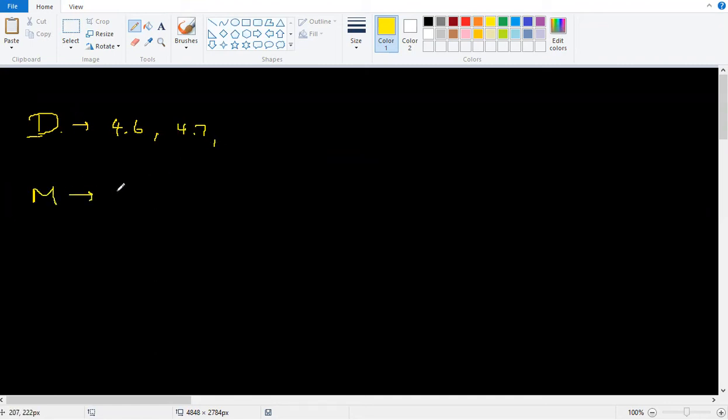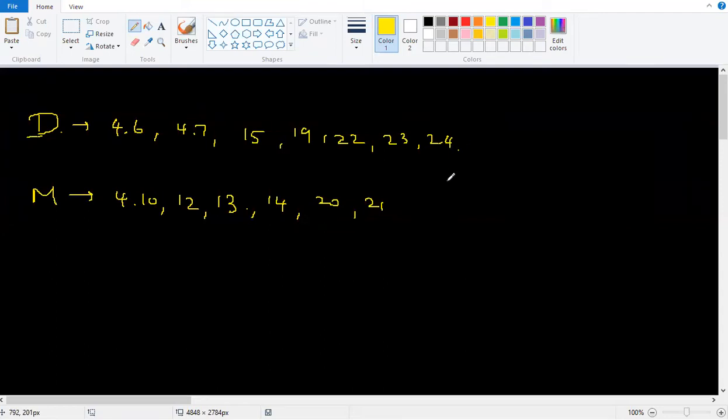Medium: 4.10, 12, 13, 14, 15, 19, 20, 21, 22, 23, 24, 30, 31, 32.